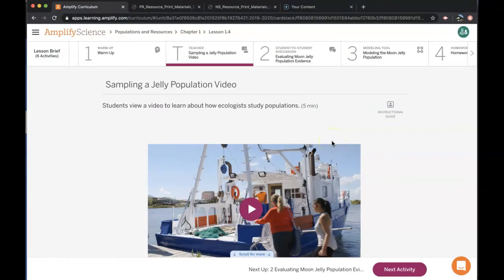So in the last lesson, you saw me using tokens to model how births and deaths in a population can cause a population to increase, decrease, or stay the same. So the ecologist from Glacier Sea Research Center told us that the moon jelly population increased in size. So how does she know this? It would not be possible to count all the moon jellies in an entire population. So how do ecologists actually know if a population is increasing or decreasing in size?